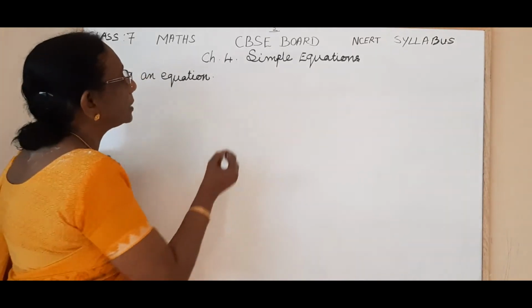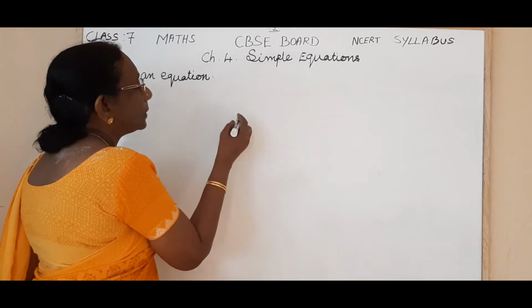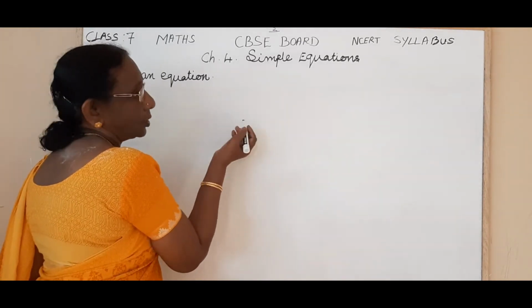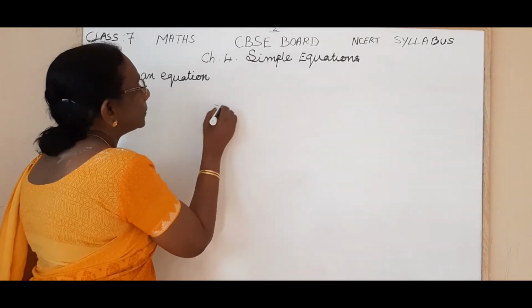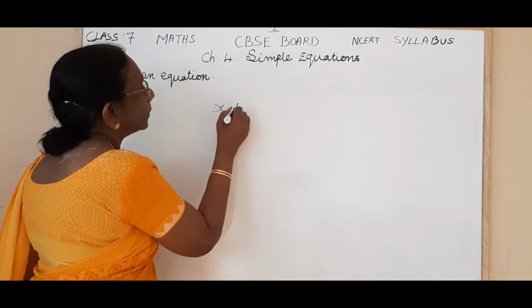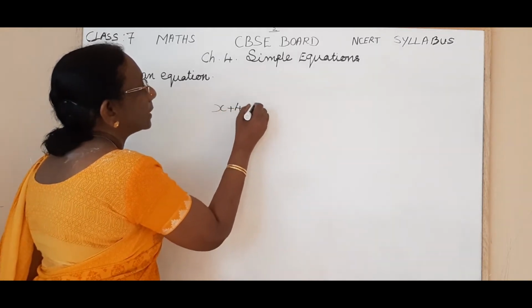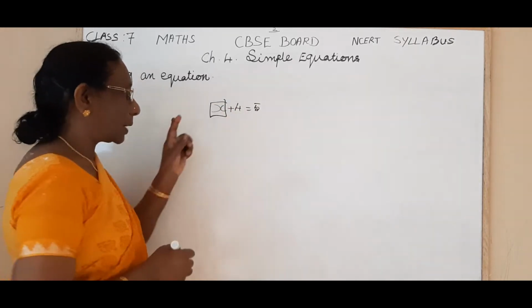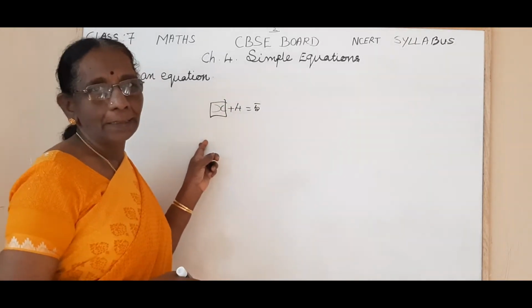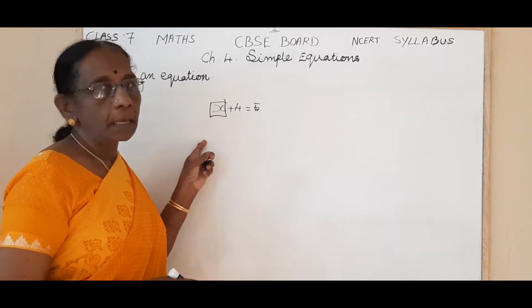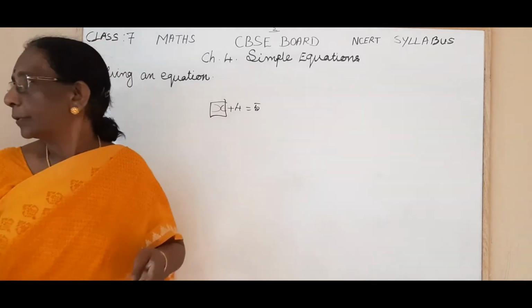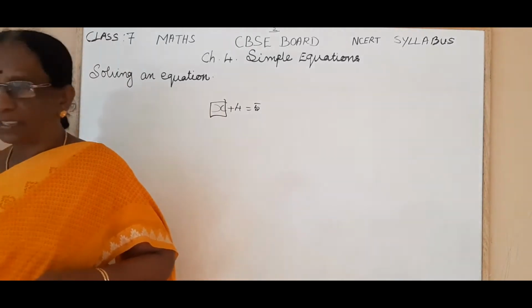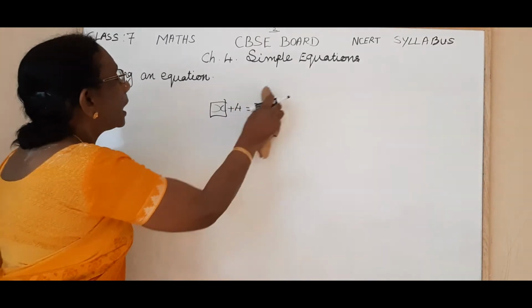In an equation, on the left hand side, a variable with some addition operation will be there. Suppose x plus 4 is equal to 5. This is an equation, and in this you have to find the value of this unknown quantity. That is the meaning of solving an equation. For that we have to follow some steps. And what are the steps?